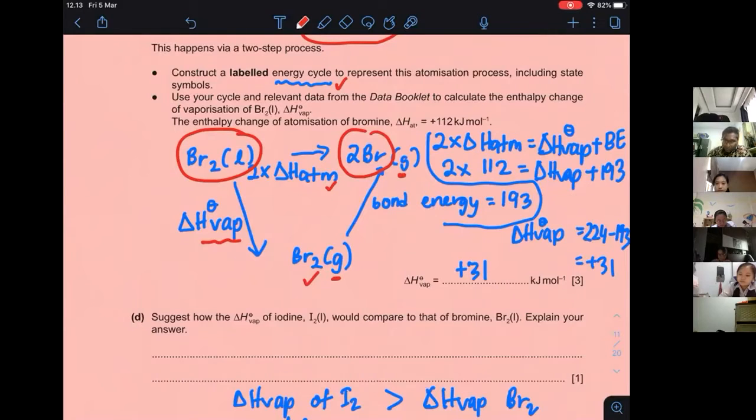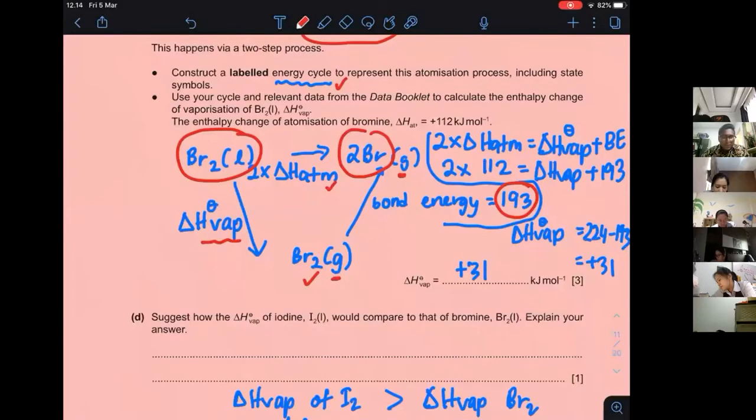For this one, I can get the data from the data booklet. You can go and have a look at the data booklet, and you will be able to get the information over there. So 193, and then we just need the enthalpy of vaporization.